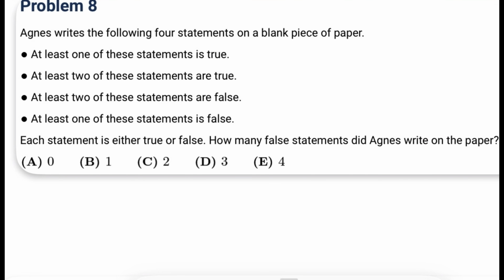We will do problem 8. And as I said, my little sister will be helping us. Grace, can you help us read the problem?